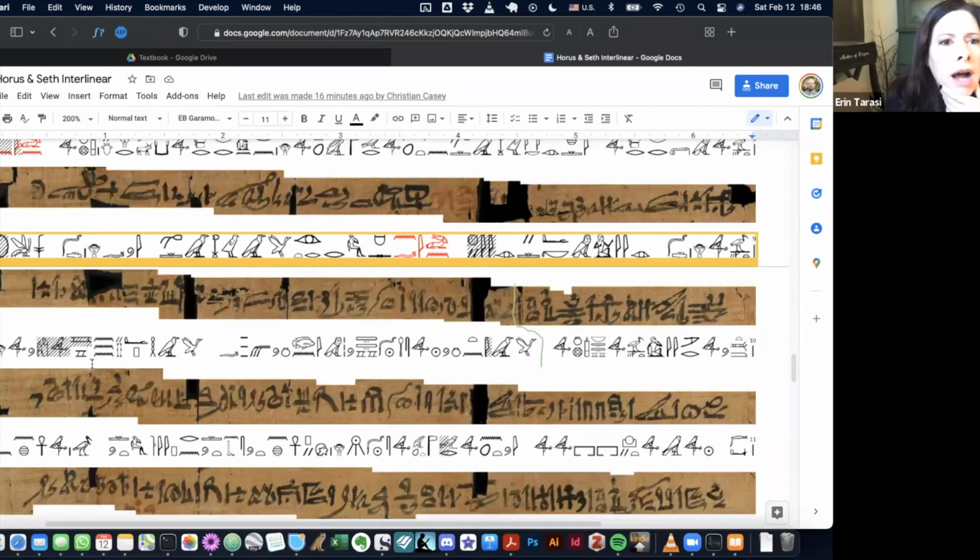Sure, yeah. Pa iten nu sehej, the sun disk that brightens tawi m inu f, that brightens the two lands in its appearance or his appearance? Yeah, inu is a little weird.